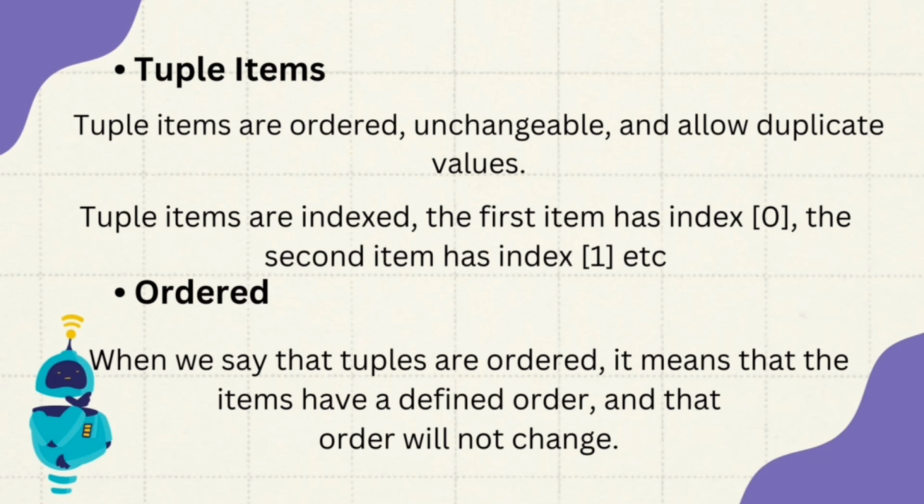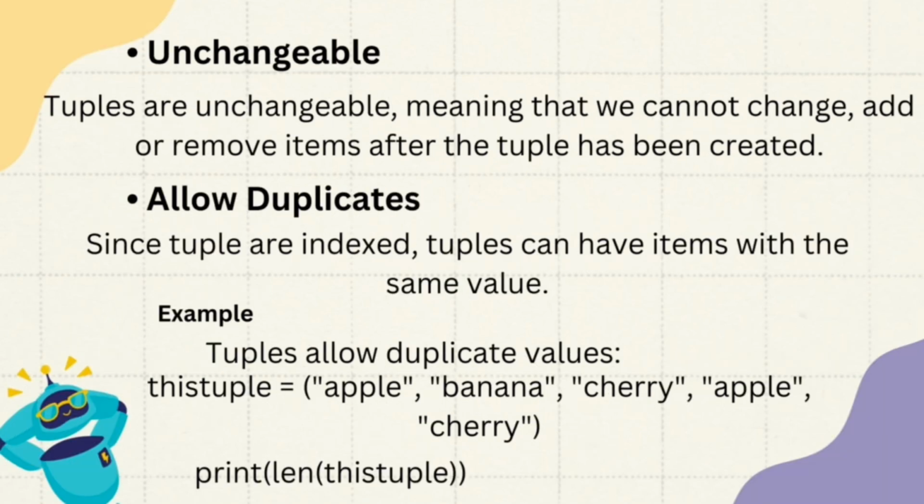Ordered. When we say that tuples are ordered, it means that items have a defined order and the order will not change. Unchangeable. Tuples are unchangeable, meaning that we cannot change, add, or remove items after the tuple has been created. Allow duplicates. Since tuples are indexed, tuples can have items with the same value.